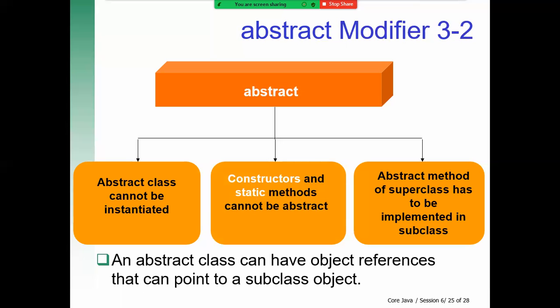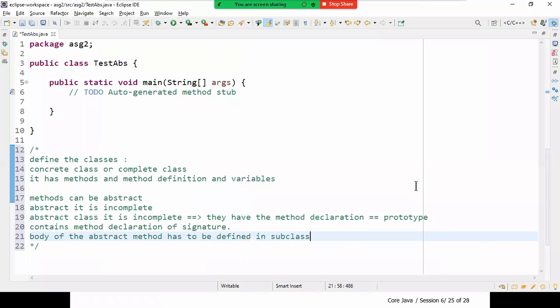Now the other thing is, any method defined as abstract has to be implemented, or its definition has to be provided in the subclass. It becomes mandatory. What if I don't provide the definition of the abstract methods in the subclass? Then the subclass also becomes abstract for me. That means you cannot create instances of the subclass either. Now let us take an example.